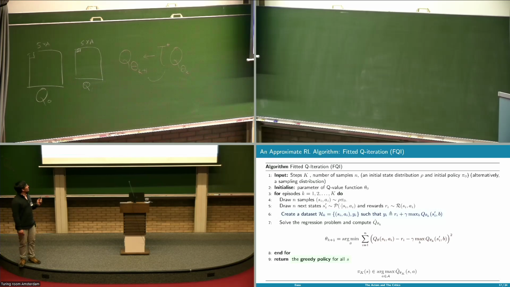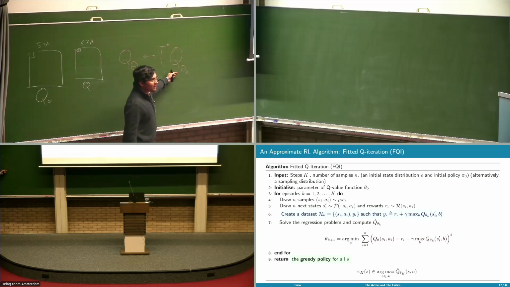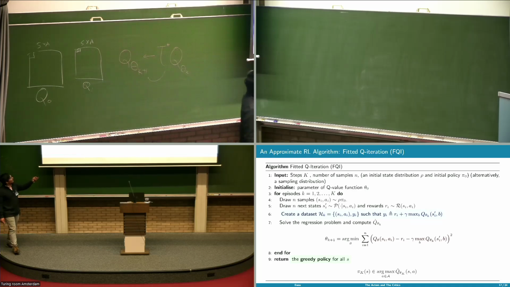Okay, the question is, initially in the regression, my two parts are this, right? This is the data part and this is the target part. For the data part, for the Y, I will use R_i plus gamma times the maximum of Q, this thing, right? I'm not using exactly this Bellman thing. I'm generating lots of data that I am claiming is a good way to go there, right?